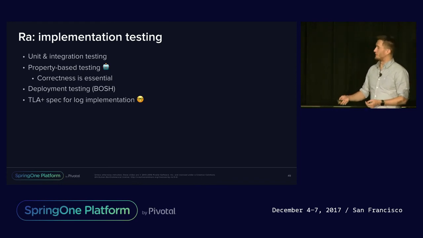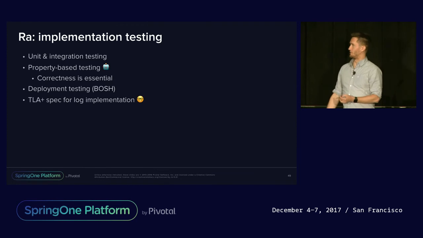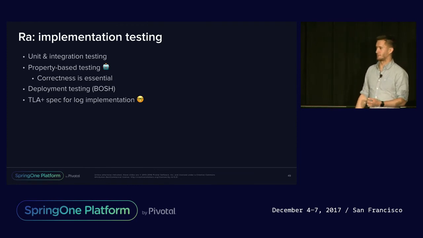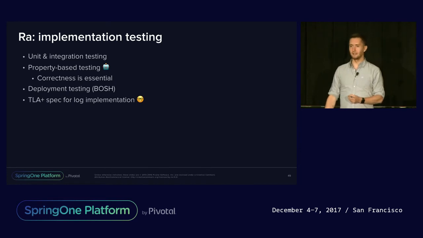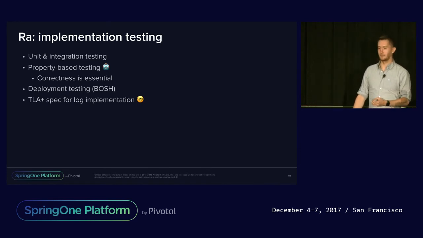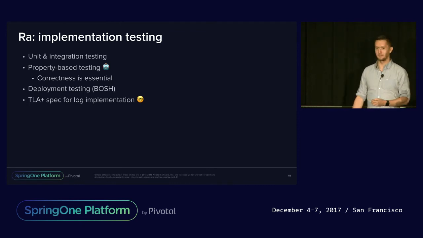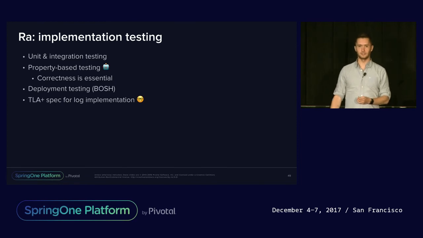We also did deployment testing with BOSH, because BOSH is an interesting system that does things in its own way. And if your data service doesn't comply with that, well, that's too bad. You cannot be deployed to Cloud Foundry. And if you are a Pivotal project and you cannot be deployed to Cloud Foundry, then why the hell do you even exist?